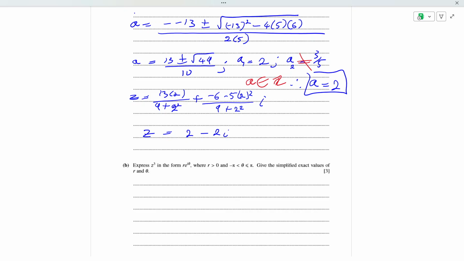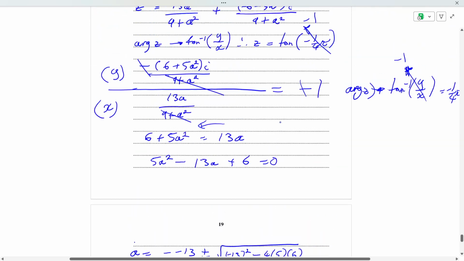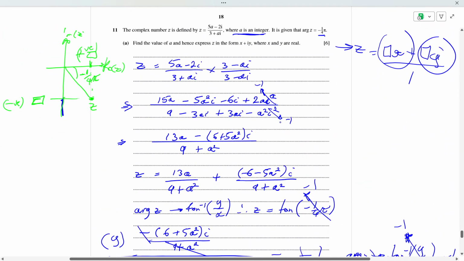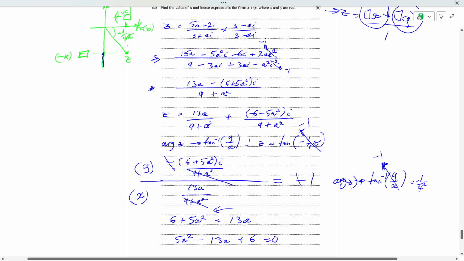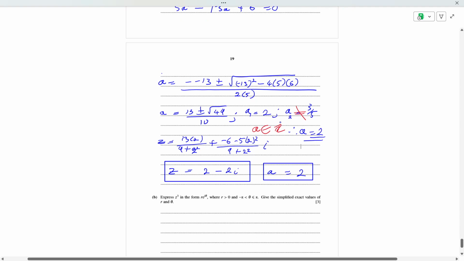That is what the value of z would be in this case. And then we also know that a is equal to 2. So a is equal to 2. All right, so that's it for this question here for 11a. And if you want to take a screenshot, there you go. And the other one, there you go.